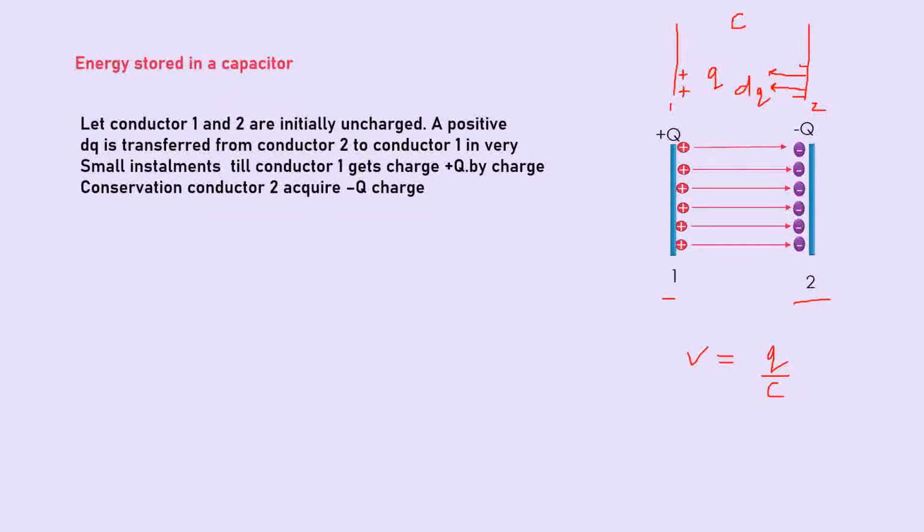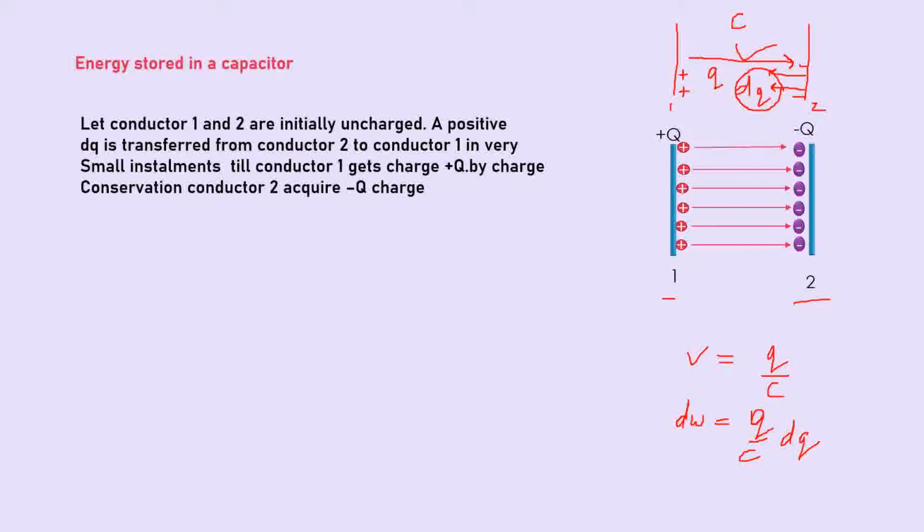As the charge on the first plate goes on increasing, the electric field will also go on increasing from positive to negative. So now we have to move the charge dq from plate 2 to 1 against this electric field. So we have to do some work. A small amount of work has to be done to move the charge dq from plate 2 to 1, which is equal to potential difference times dq, which is q by c into dq.